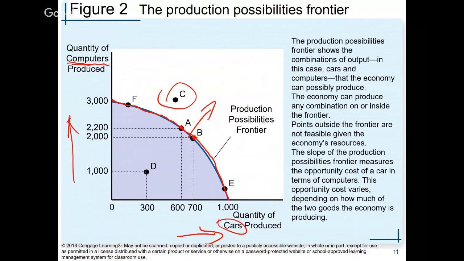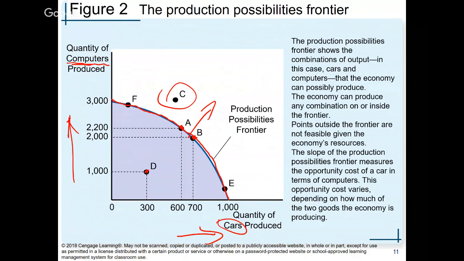Now, however, at point D, is it possible? So we have these two points, A and B. If you compare A and B with point D here, can we produce point D? Can we produce, in one time frame, 1,000 computers and 300 cars? I mean, sure we can. If you can do A and B, you can do D, because D is less than A and B.